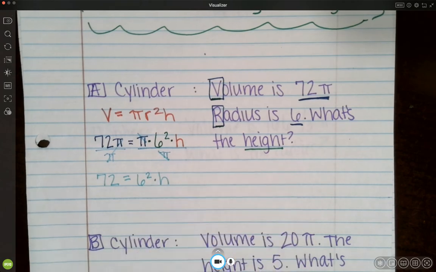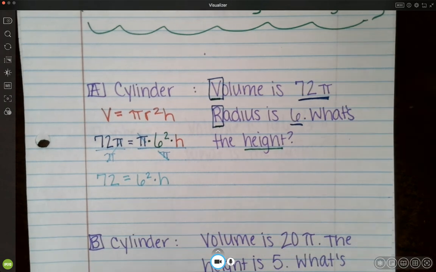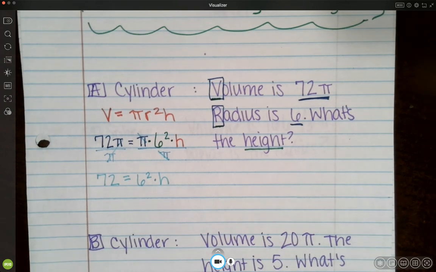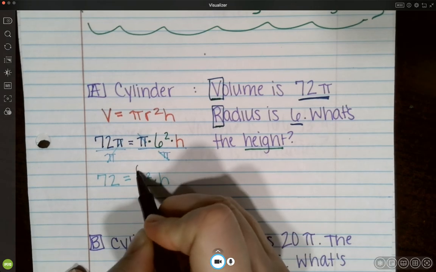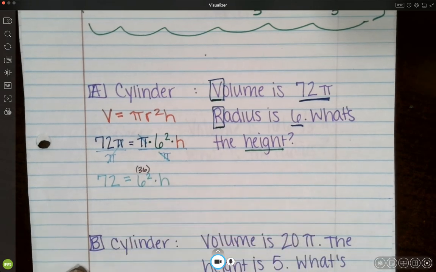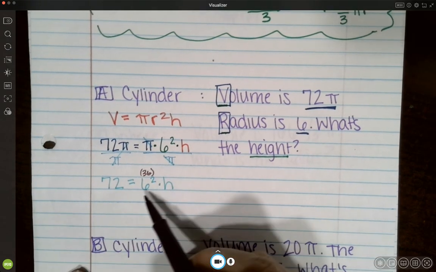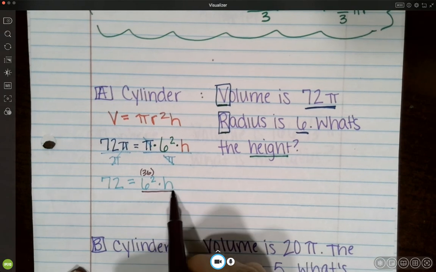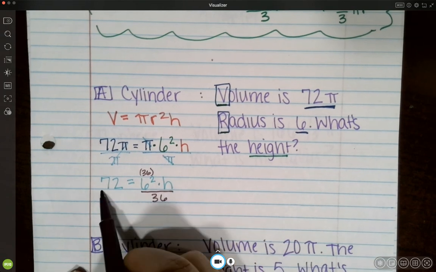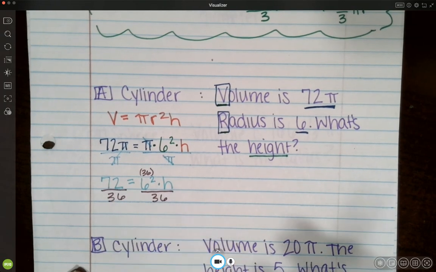Now I could also change the 6 squared to its number. 6 times 6 is in fact 36, so I could change this to the number 36 if I wanted to as well. We're still multiplying by H, which means I'm going to divide. So I'm going to divide both sides by 36.